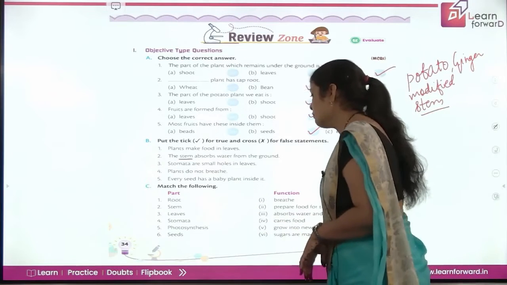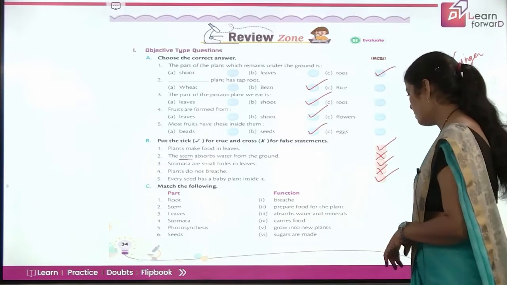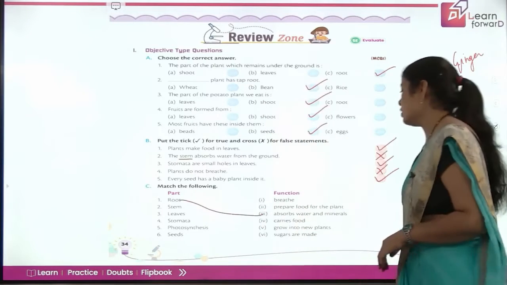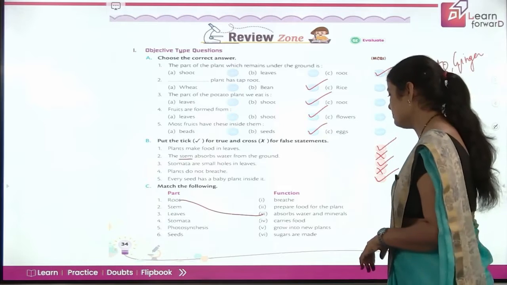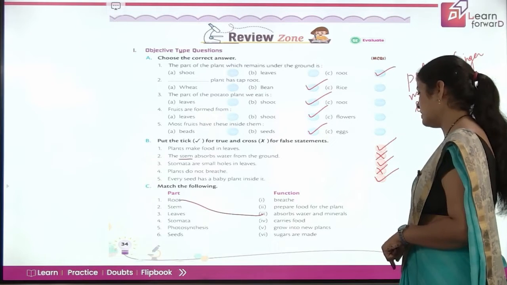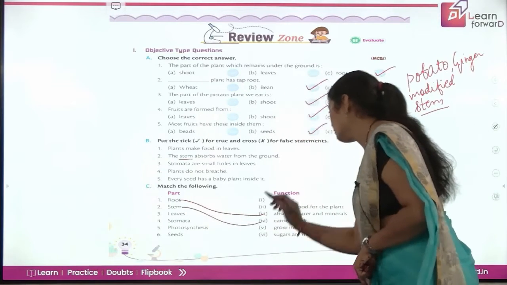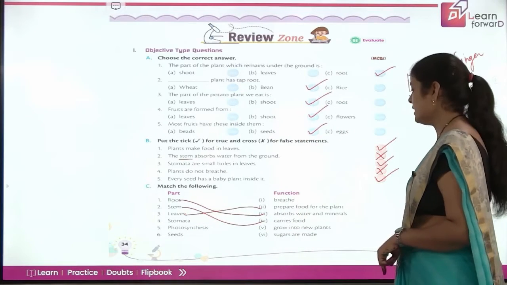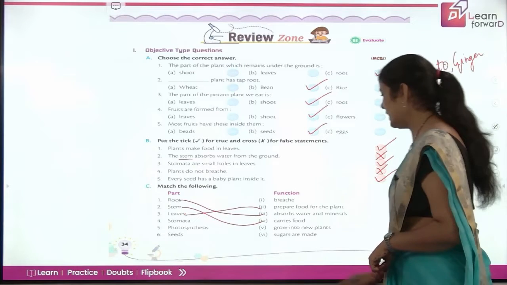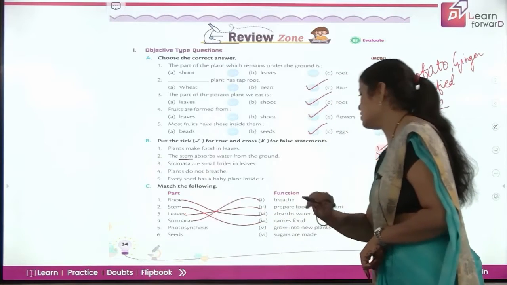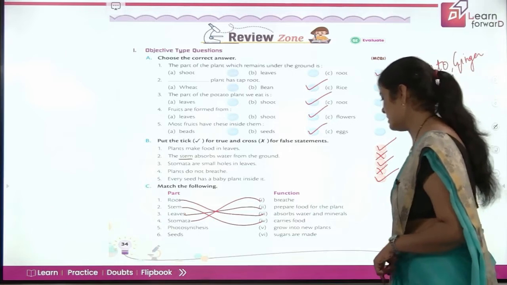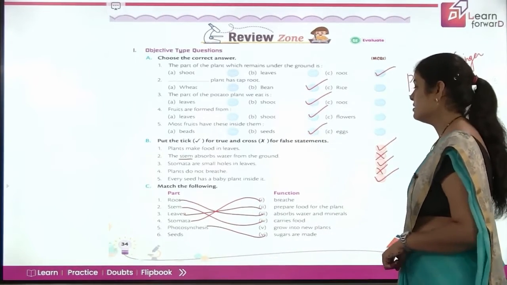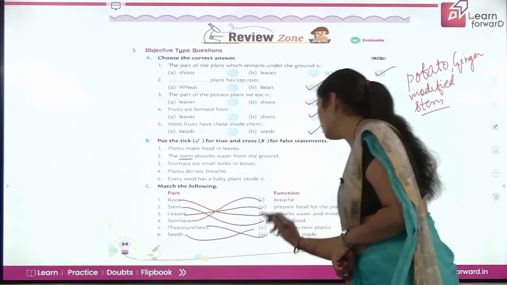Now match the following. Root prepares food for the plant, absorbs water and minerals. True. Root absorbs water and minerals for the plant. Stem breathes, prepares food, carries food. Stem carries food. Leaves prepare food. Stomatas breathe because they help in exchange of gases. In photosynthesis sugars are made, and seed grows into new plant.